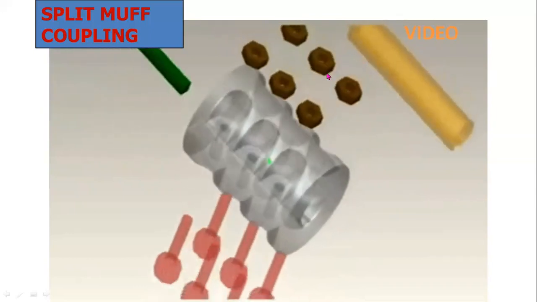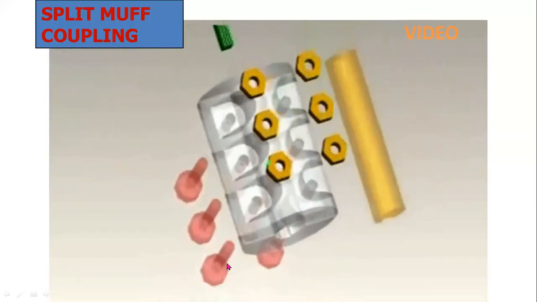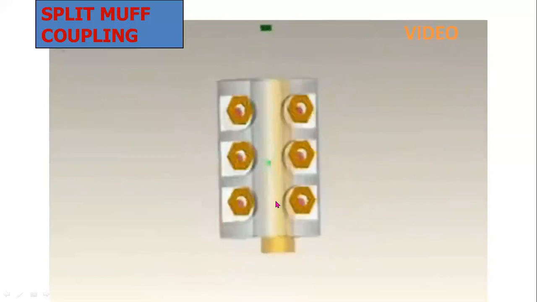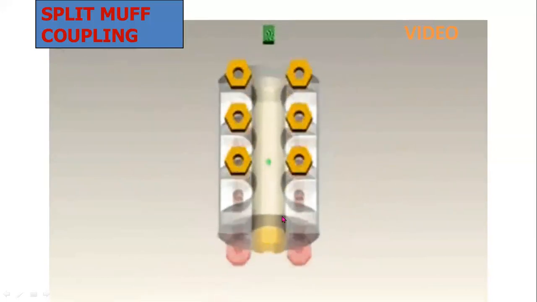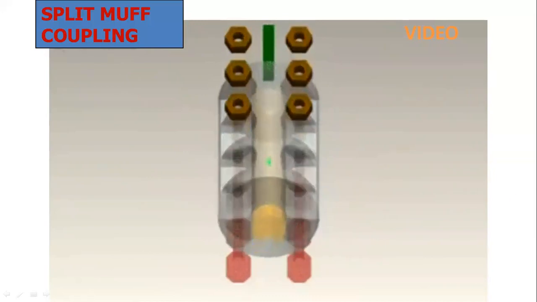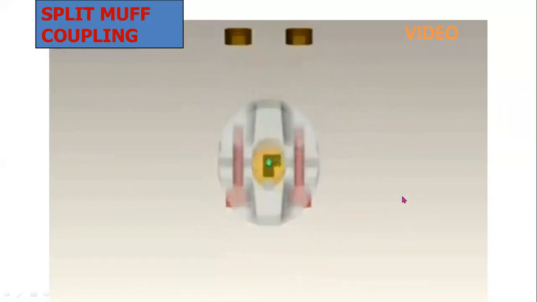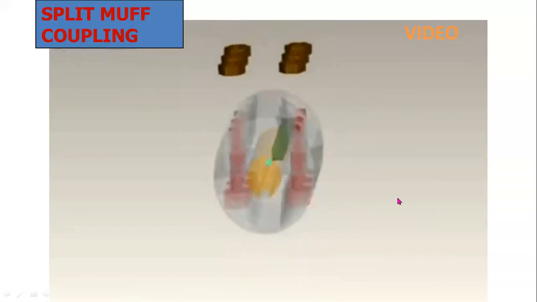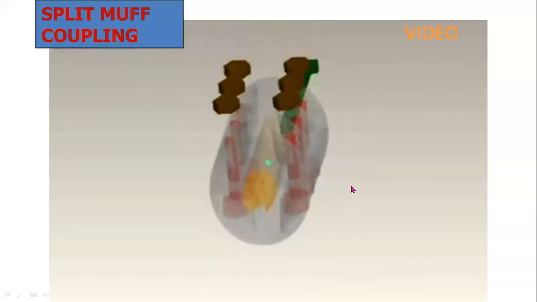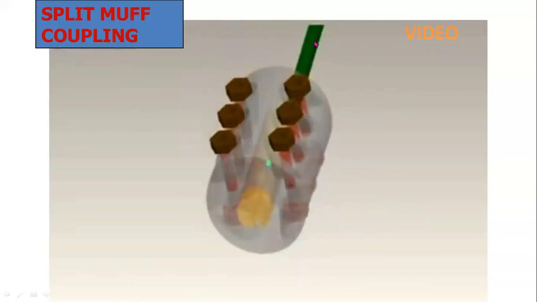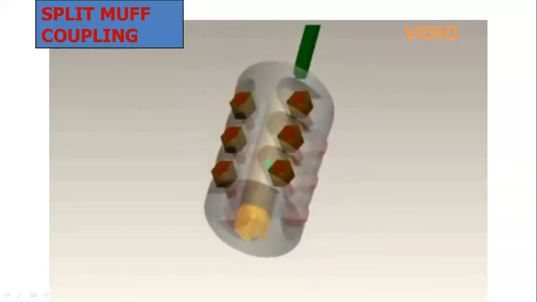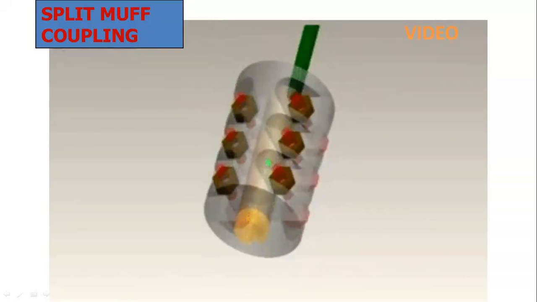These are the nuts and these are the bolts. Bolts and nuts are used to join the two halves of the sleeve. Here, the gib head key is used to hold the two halves.